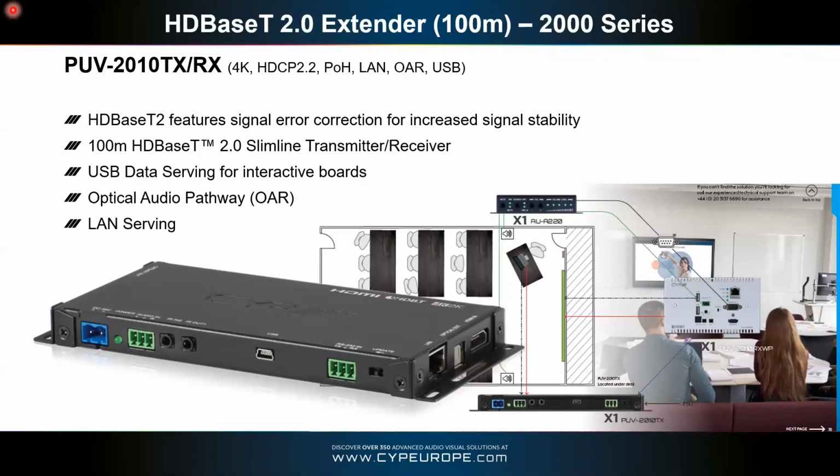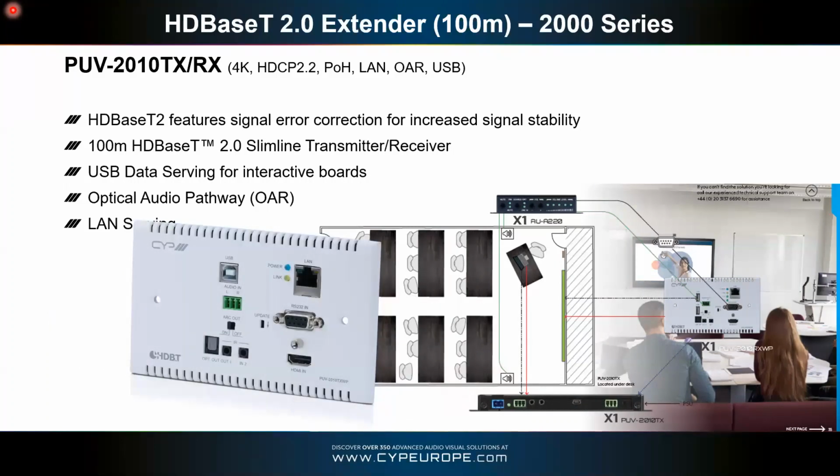These do have LAN serving as well, so again, you can transmit the LAN signal from point to point. And as with many of our ranges, there are options for wall plate versions, so either standard box or wall plate versions. These are not the only models in the USB 2 range, but that's really covering the main benefits of possibly choosing HDBaseT 2 in a system.